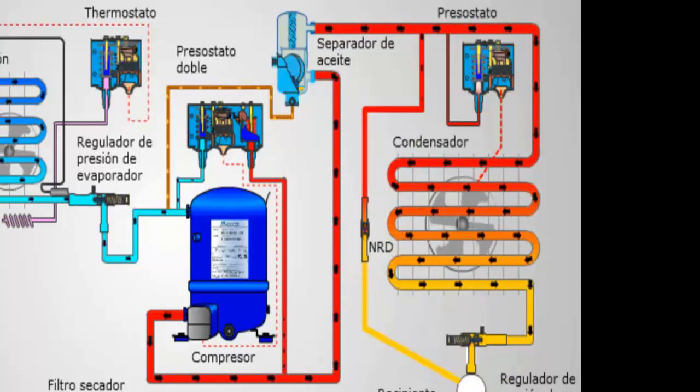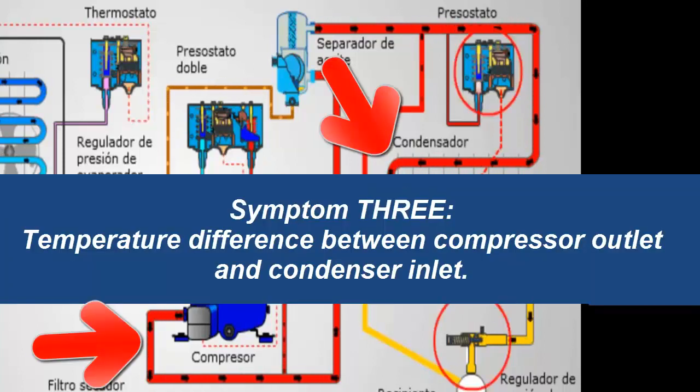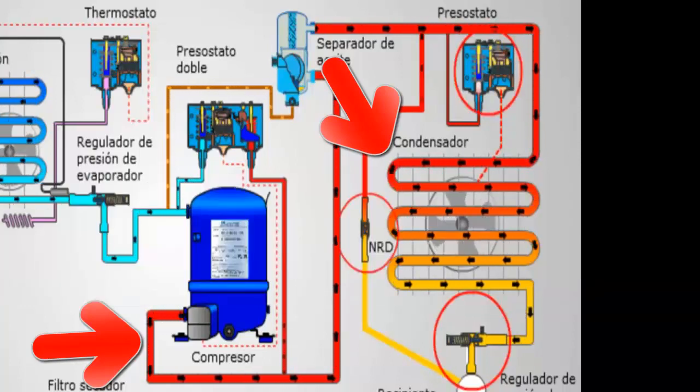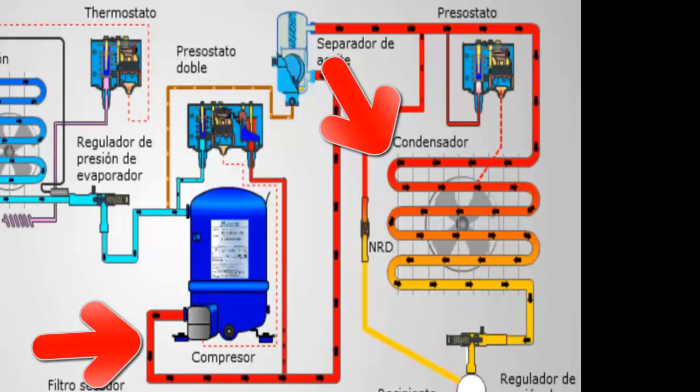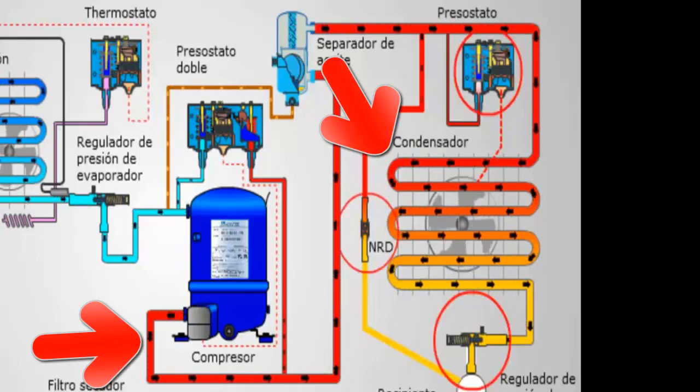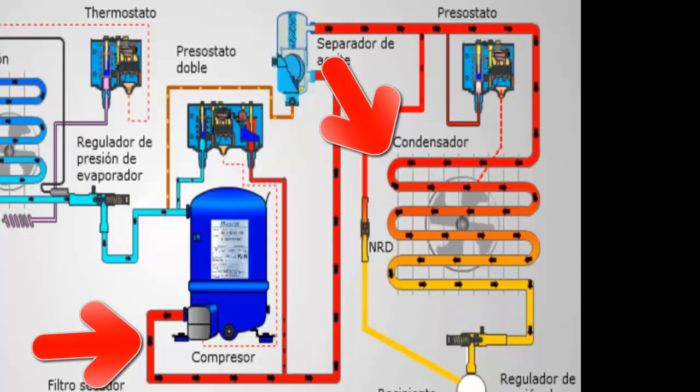Characteristic number 3. We are going to do a temperature measurement now in the compressor discharge. We are going to do a temperature measurement from this point, and we are going to compare it with the temperature that the refrigerant gas would have at this point, already entering the condenser. We are going to measure these two values to obtain the difference.